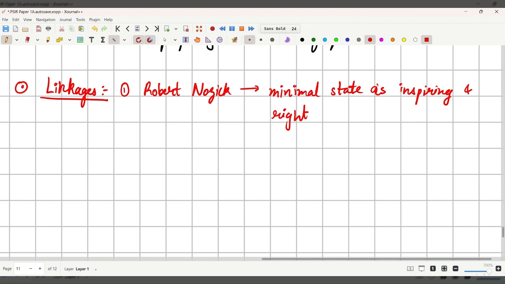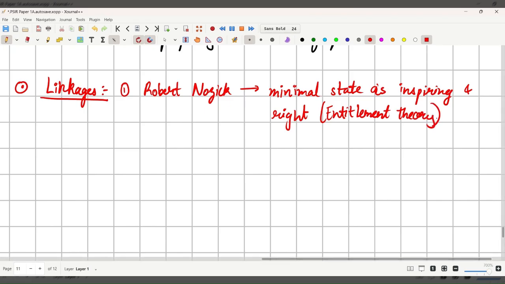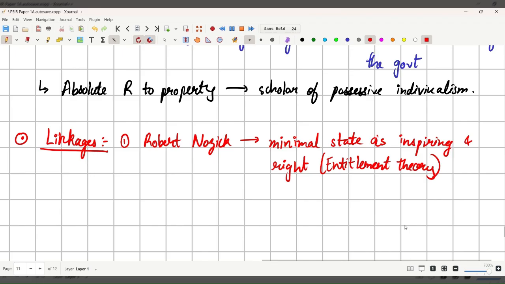Then basically modern libertarianism is exemplified by Nozick's entitlement theory. Entitlement theory, you can also link here, builds on Locke's theory to argue for a minimal state whose sole duty is protecting the rights. Then you can also link C.B. Macpherson, as I told here.